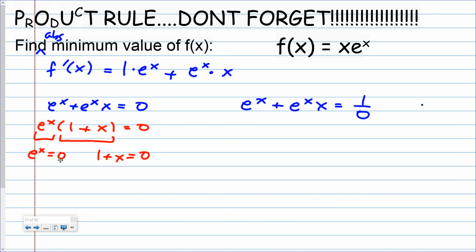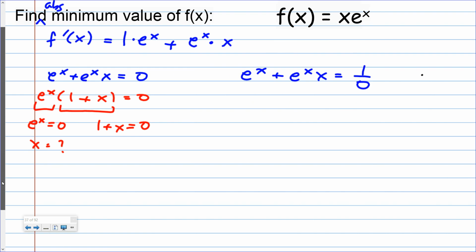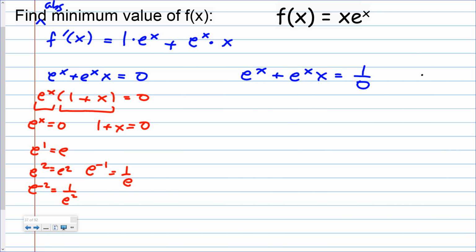If e to the x is equal to 0, what's my x equal to? What x value would cause this thing to be 0? What's e to the 1? Would that cause it to be 0? No. Okay, what about e to the 2? No. What about e to the negative 2? Would that be 0? E to the negative 1. How do I get this to be 0? Guys, graph e to the x. What does e to the x look like? Is it ever 0? No, this is no critical point.